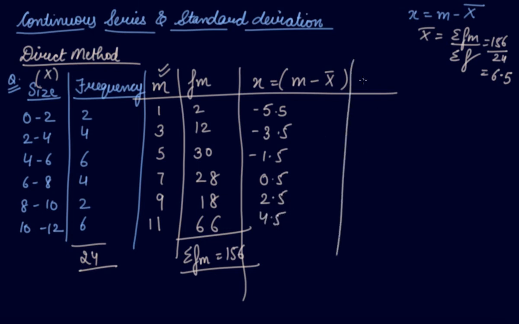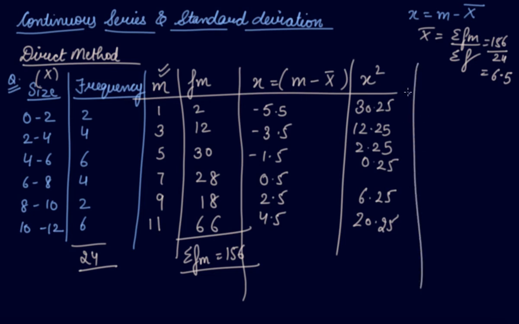Now you will do the square of it. You will get the answer as 30.25, 12.25, 2.25, then 0.25, then 6.25, and then 20.25.